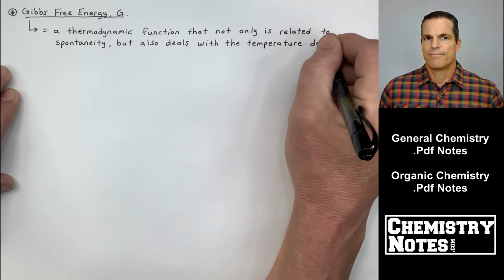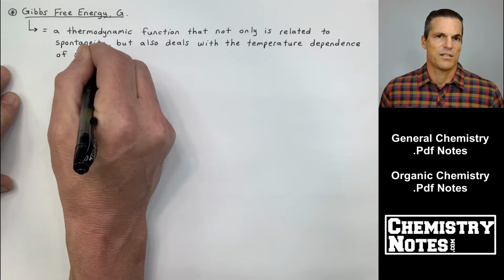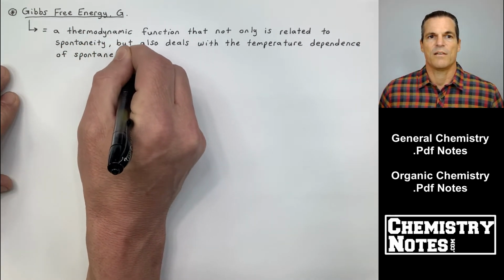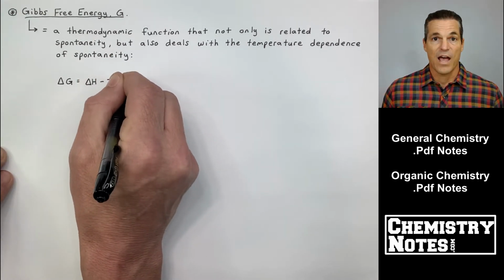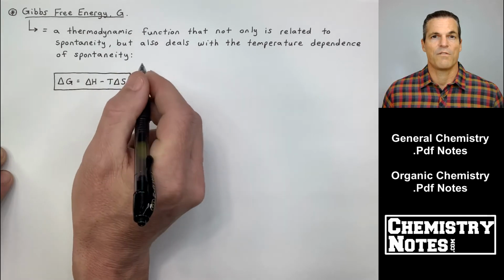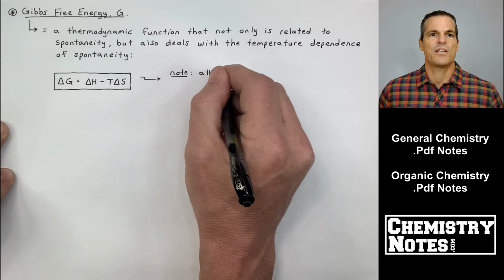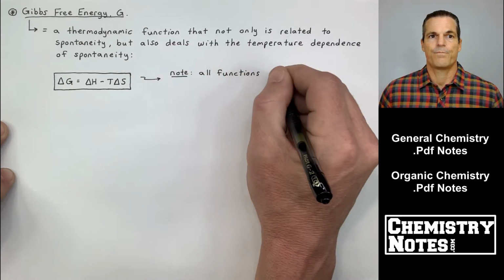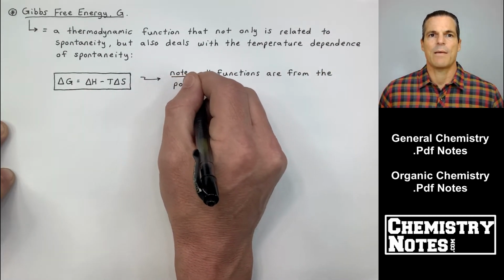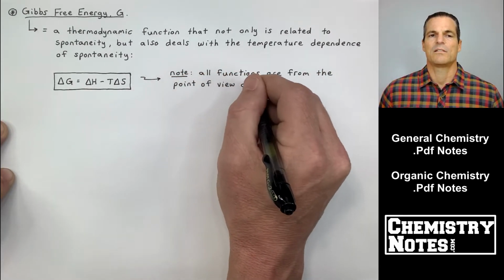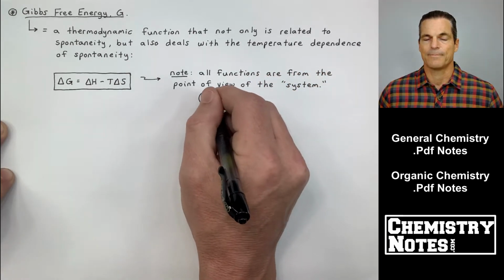So video number 3 kind of gets to the crux of what I want to focus on in section 16, which is the free energy change delta G and how you can look at the value of delta G to determine if a reaction is spontaneous or not. So Gibbs free energy G, at the top of our first page of notes here, is defined as a thermodynamic function that not only is related to spontaneity, but also deals with the temperature dependence of spontaneity.